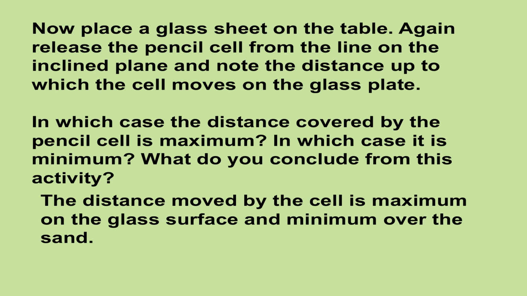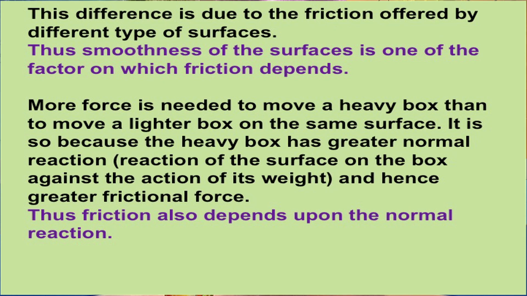You will find that the distance moved by the shell is maximum on the glass surface and minimum over the sand. The difference is due to the friction offered by the different types of surfaces. A smooth glass surface offers less friction compared to a rough sand bed. Thus, smoothness of the surfaces is one of the factors on which friction depends.